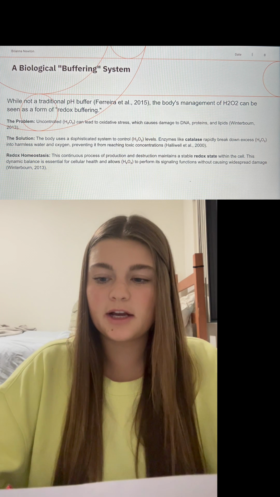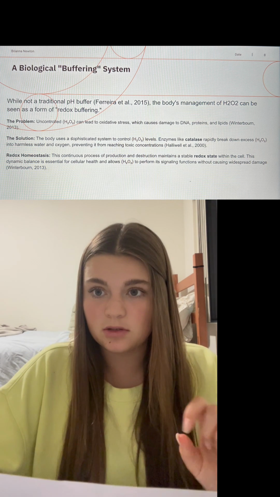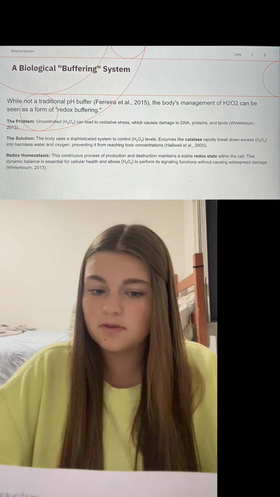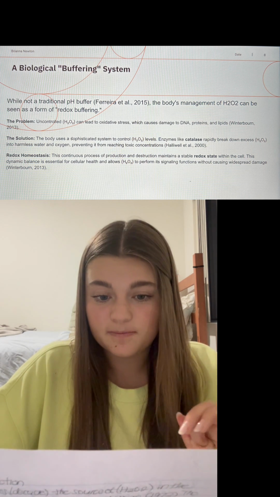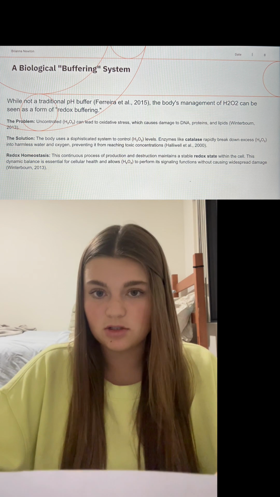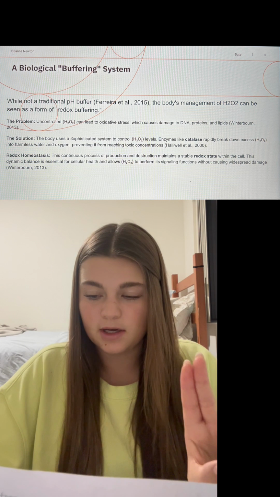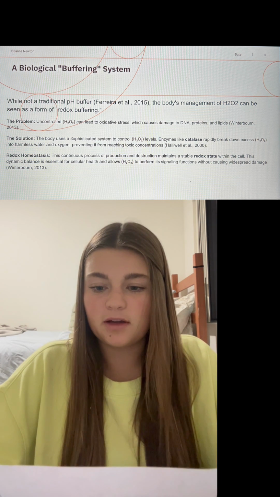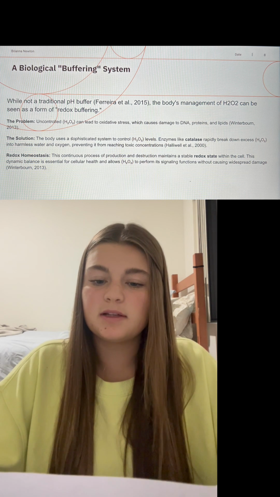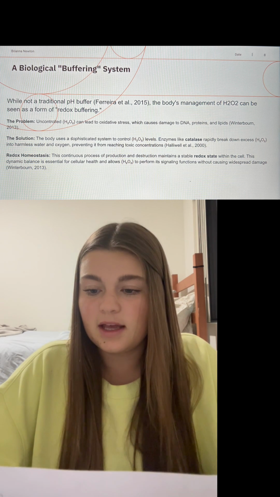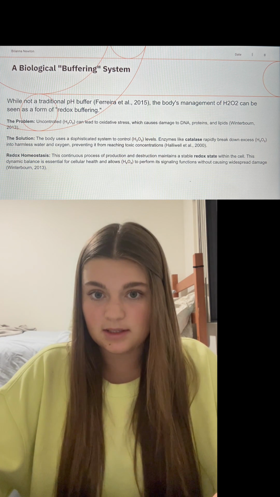The body keeps hydrogen peroxide under control using special enzymes. Too much of it can harm a cell, but enzymes like catalase break it down into water and oxygen because it has two oxygen and two hydrogen. This balance is called redox homeostasis. It helps cells stay healthy and lets hydrogen peroxide send signals without causing any damage.